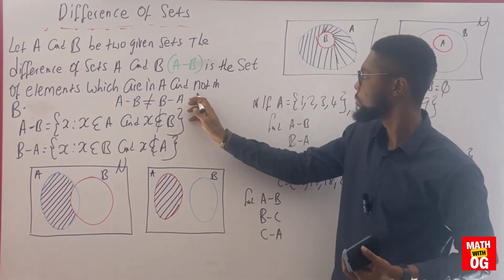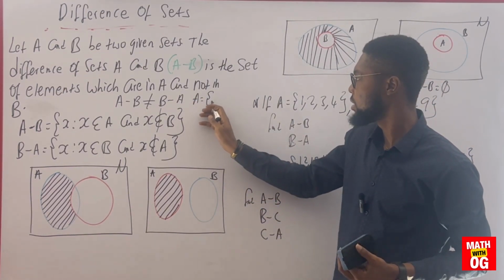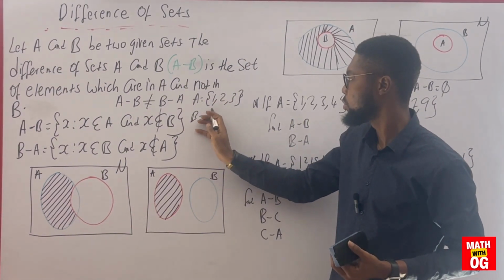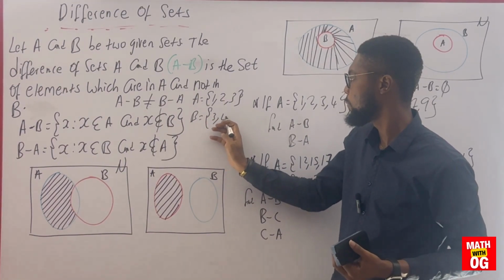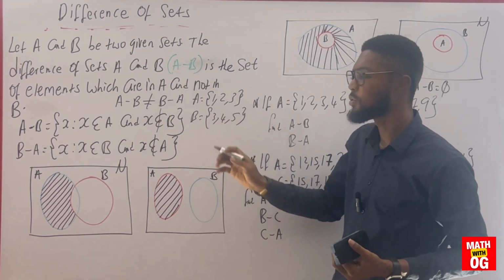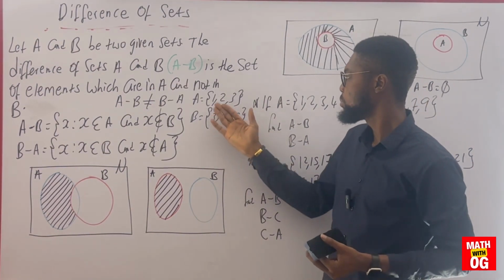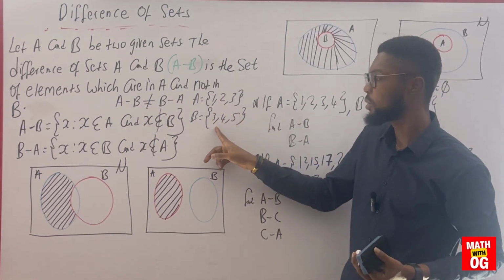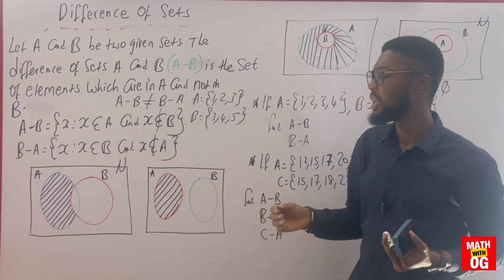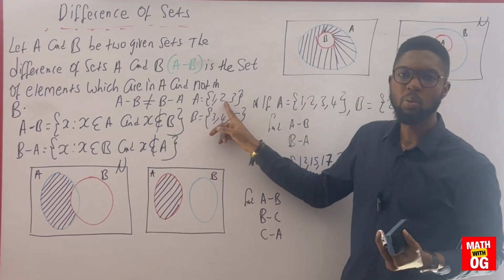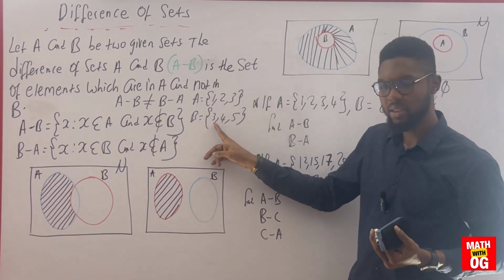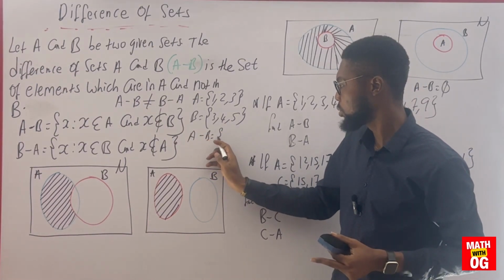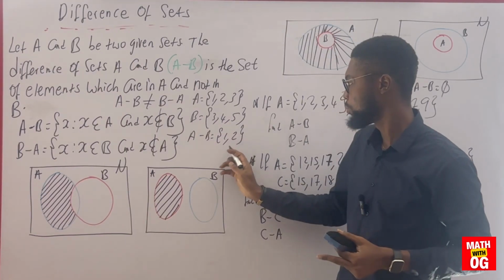For example, I'm giving a set A equal to {1, 2, 3} and a set B equal to {3, 4, 5}. I'm asked to find A − B. A − B is simply a set containing members of A that are not in B. So ask yourself, what are the elements in A that are not in B? It's simply 1 and 2. 3 is in A and 3 is in B. So A difference B is equal to {1, 2}.